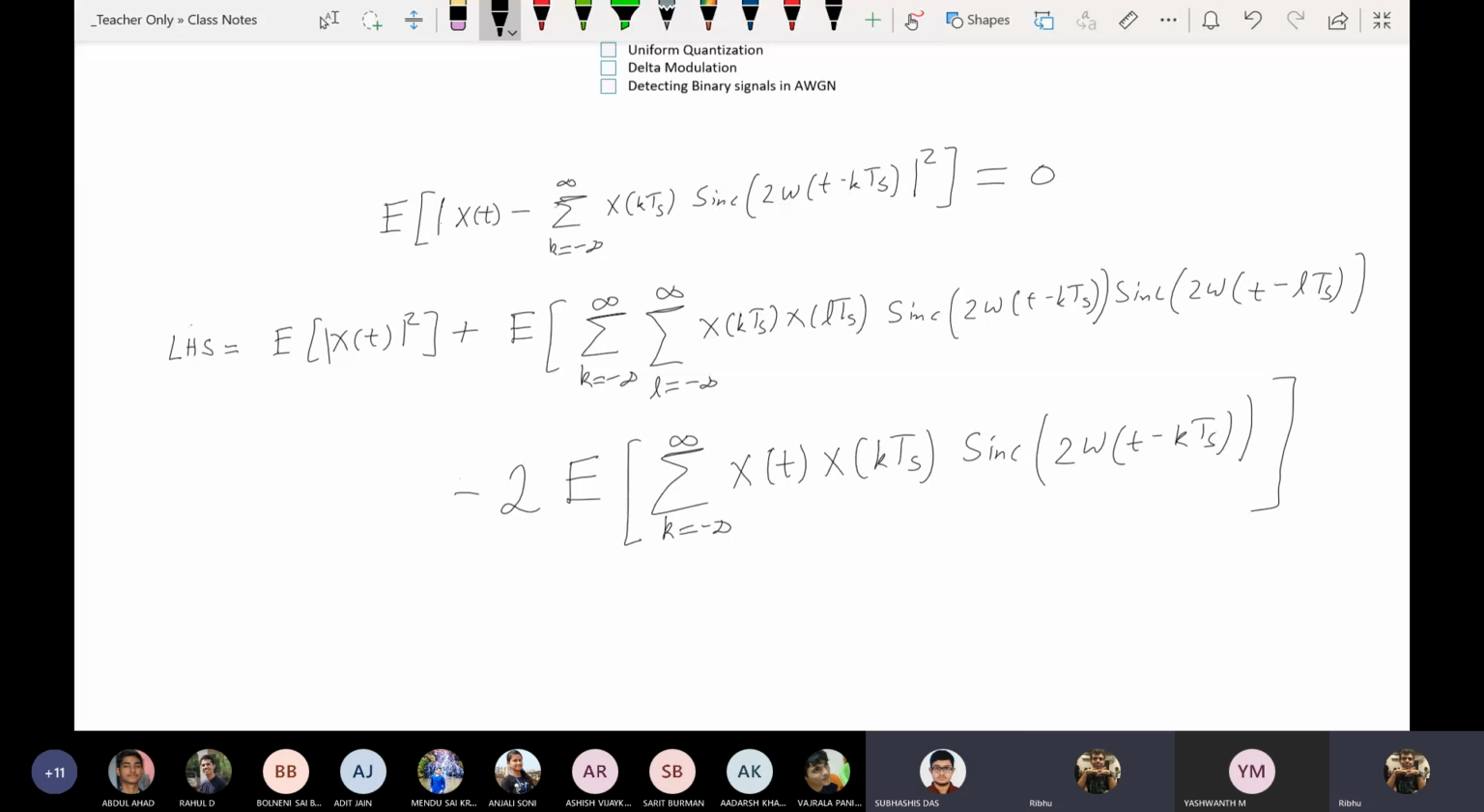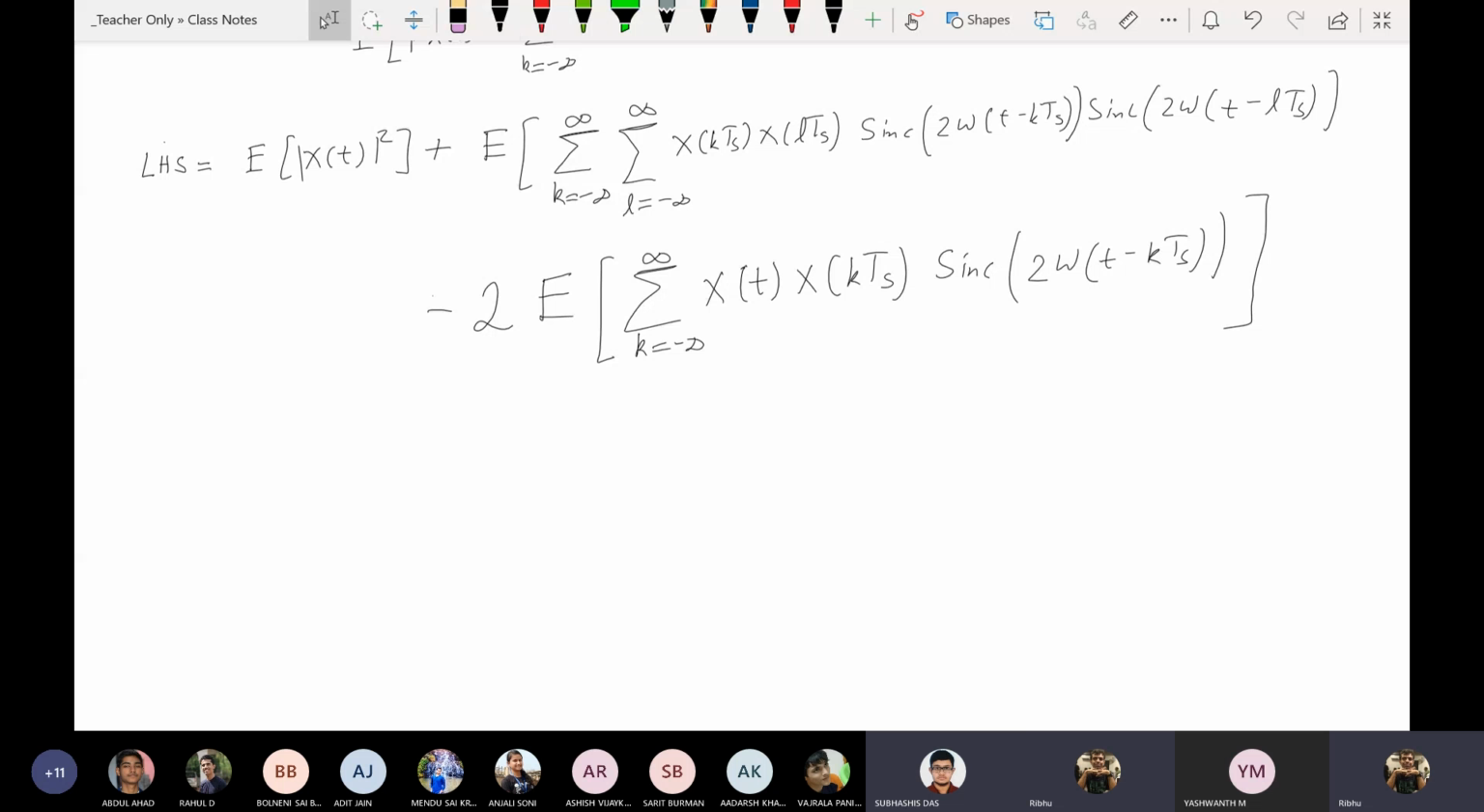Sir, the sinc part will not be creating problems in this expectation, right? See, sinc is a deterministic function, so the expectation of sinc is sinc. It will just come out. Yes. And so let's evaluate these terms one by one.